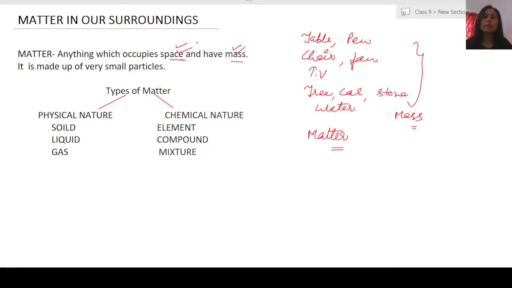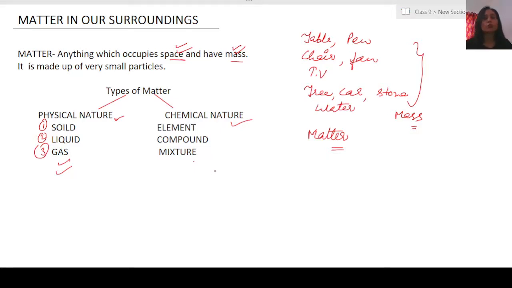To make the study of the matter easier, the matter is studied under two main properties. One is the physical property, another one is the chemical property. If we classify matter on the basis of physical property, it is solid, liquid or gas. So in this chapter 1, we are going to specifically understand about the physical matter forms, that is the solid, liquid and gas. In chapter 2, you will be able to understand the chemical nature, that is element, compound and mixture, right?